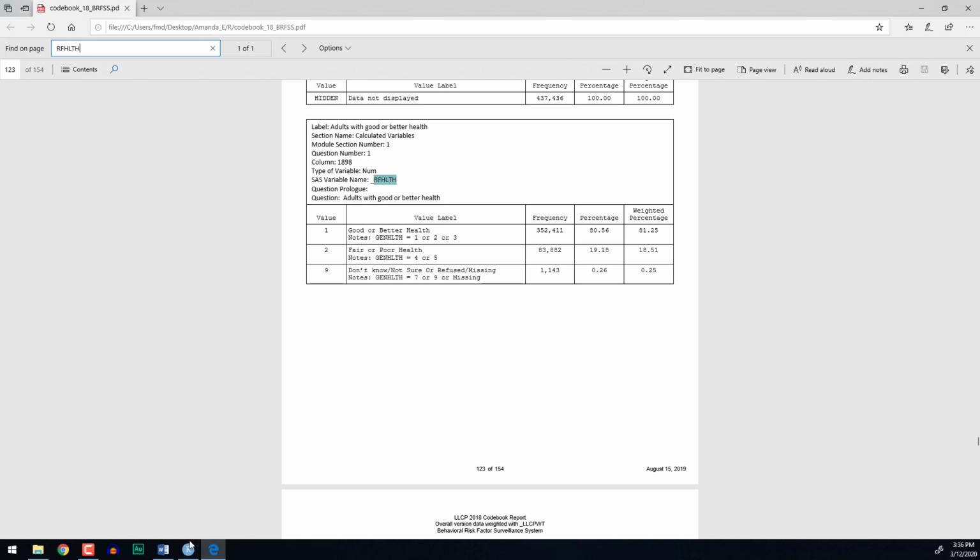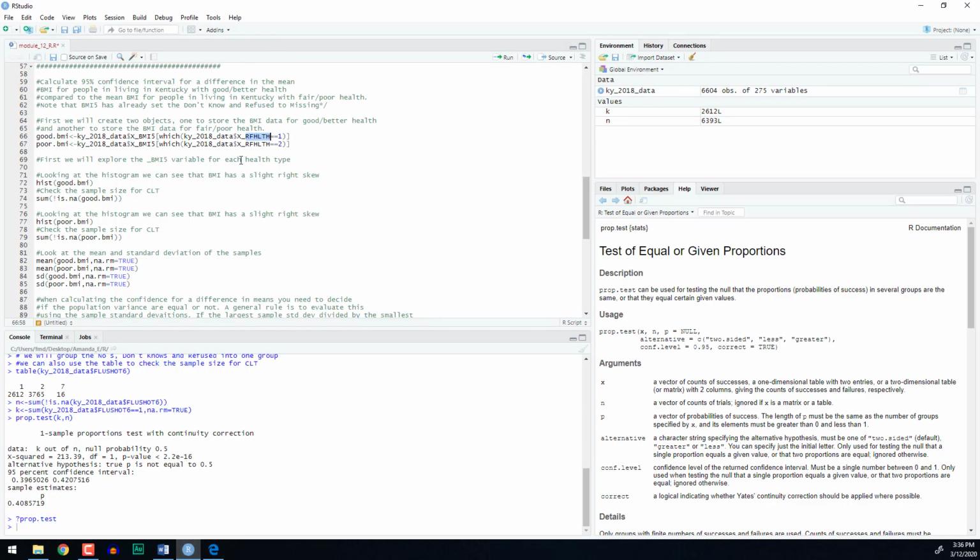All right, so going back to R, first thing I'm going to do is create two different objects. I'm going to call them goodBMI and poorBMI. goodBMI is going to store all of the BMI information for those that responded they had good or better health, and poorBMI is going to be the BMI for everyone who said that they had fair or poor health.